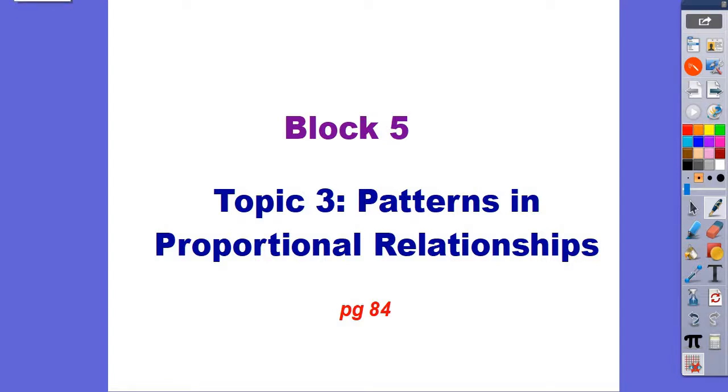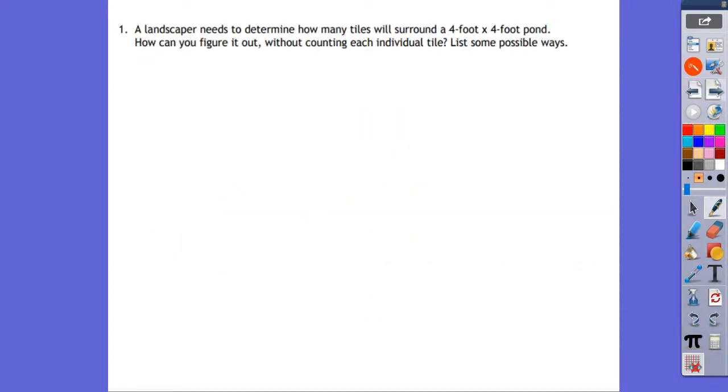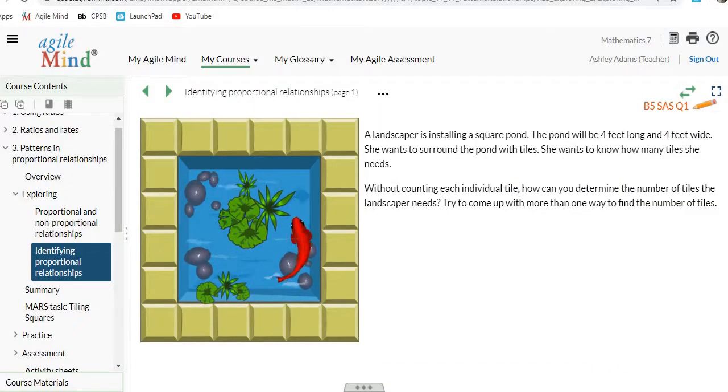This is block 5 from topic 3 on page 84. For this lesson, you need a sheet of graph paper and turn to page 84. So, we're going to look at the first question on page 84, and it goes along with this image here.